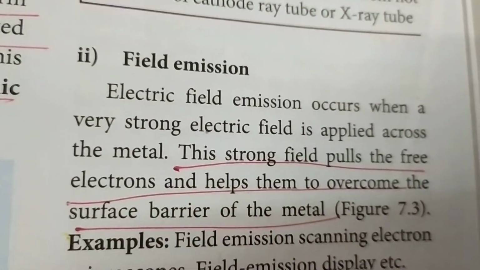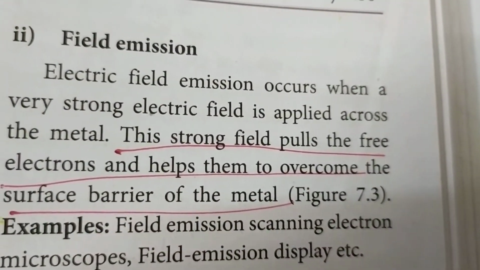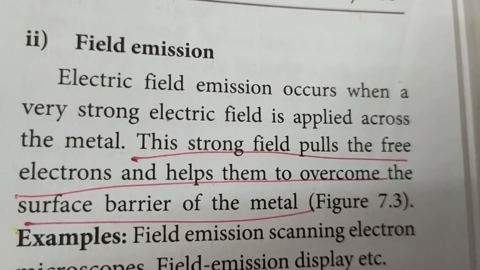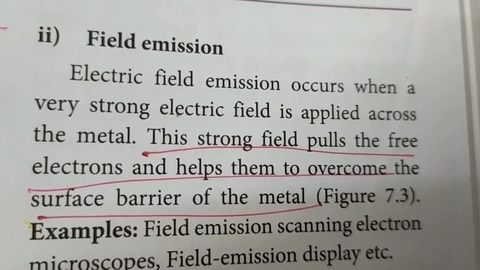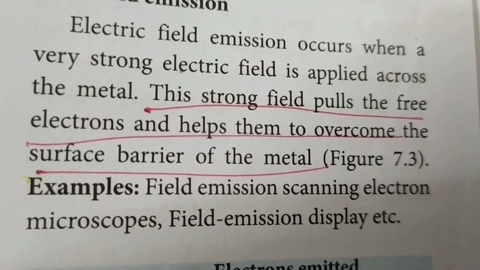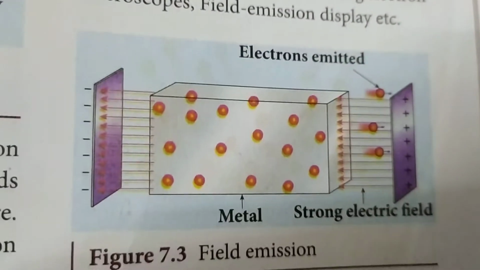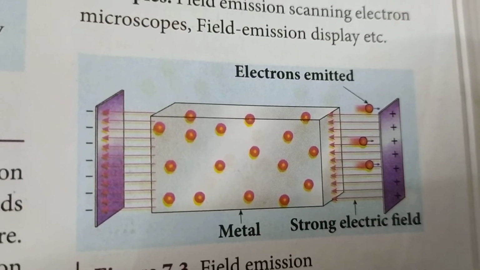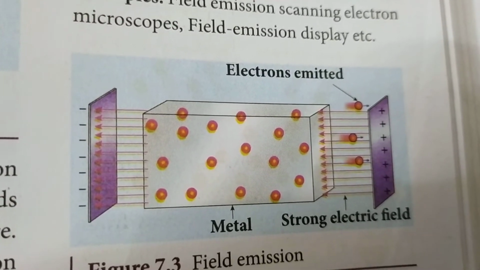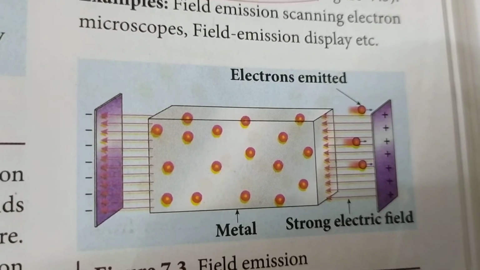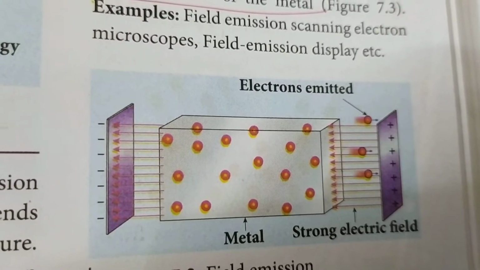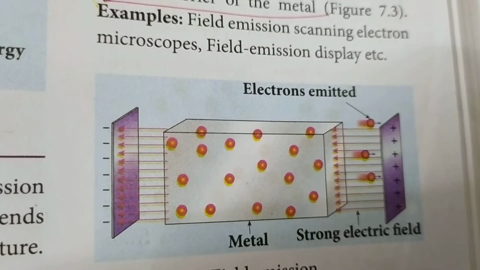And next, field emission, that is, we are going to give a strong field which pulls the free electrons and helps them to overcome the surface barrier, and this is called field emission. The examples are electron microscope and field emission display, etc. And when you see the diagram, in the center you have the metal with free electrons, and a strong electric field is applied, and because of this the electrons are emitted, and it depends upon the value of the energy we are giving.